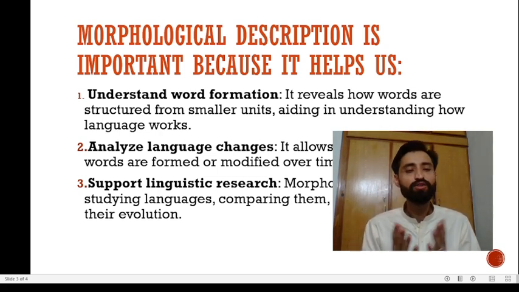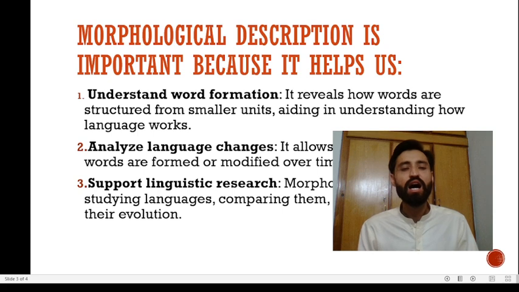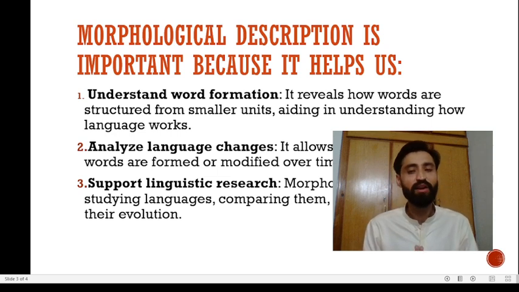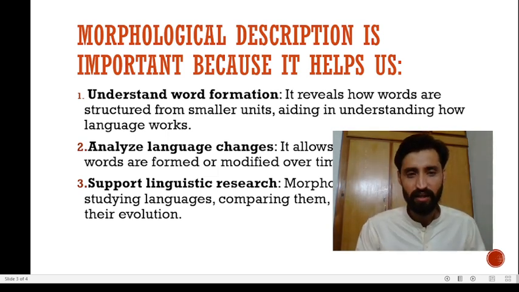Now, it also helps us analyze language change. It allows us to see how new words are formed or modified over time, and it supports linguistics research too. Morphology is key in studying languages, comparing them and understanding their evolution. So this is the importance of morphological description, and it is of immense importance.